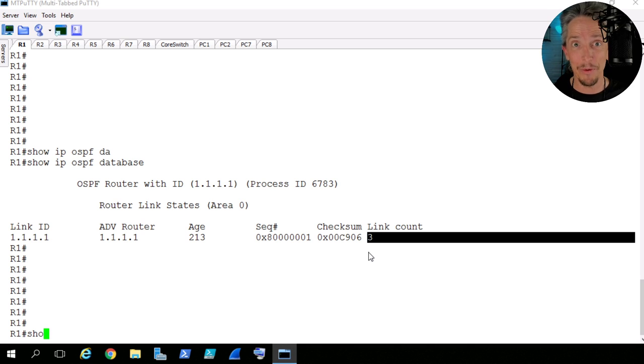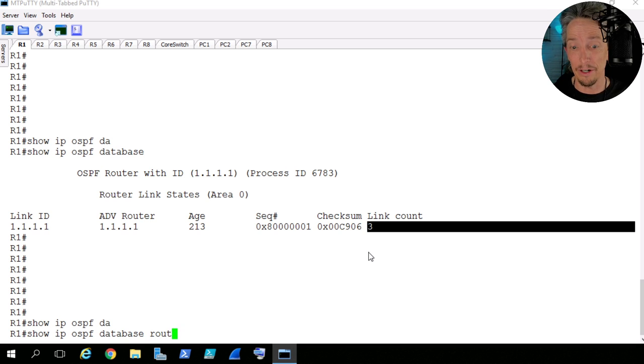That, in measurable terms, means I have 3 links. And it's telling anybody who wants to hear about it, with this LSA, about its links. And we could do a show ip ospf database. And then we could type in router, which is effectively a type 1. And if you had like 20 routers in the area, you could also put in the link ID, which is the router ID, and it would just show you that one.